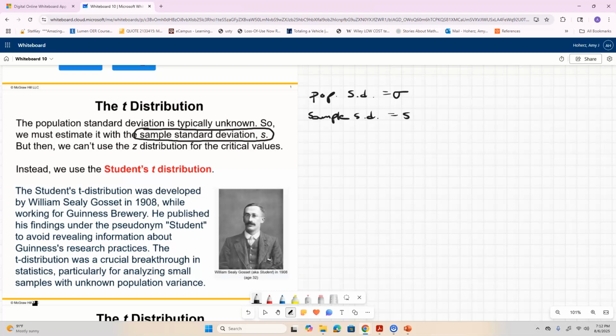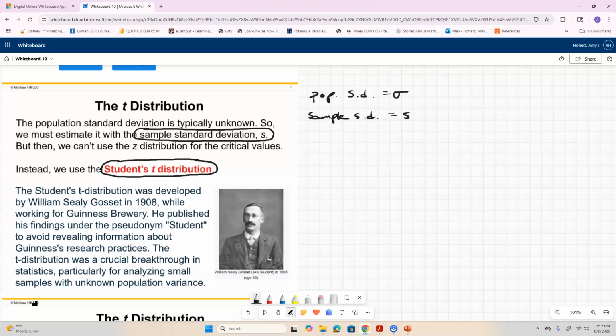So because we don't have the population standard deviation, we can't use the Z distribution, because that's all based on having the population standard deviation. And so what we're going to use instead is called student's T distribution, which is kind of a funny name. Why is it called student's? Is it just because it's just for statistics students?